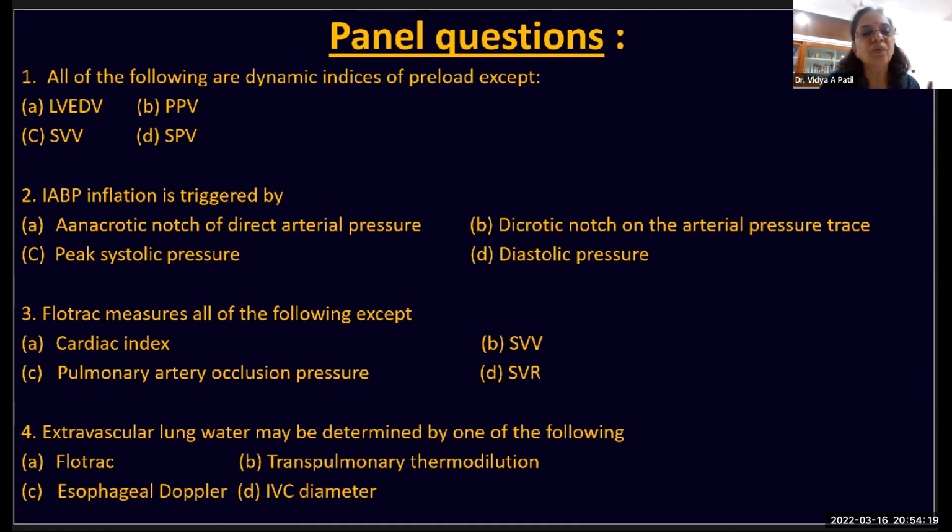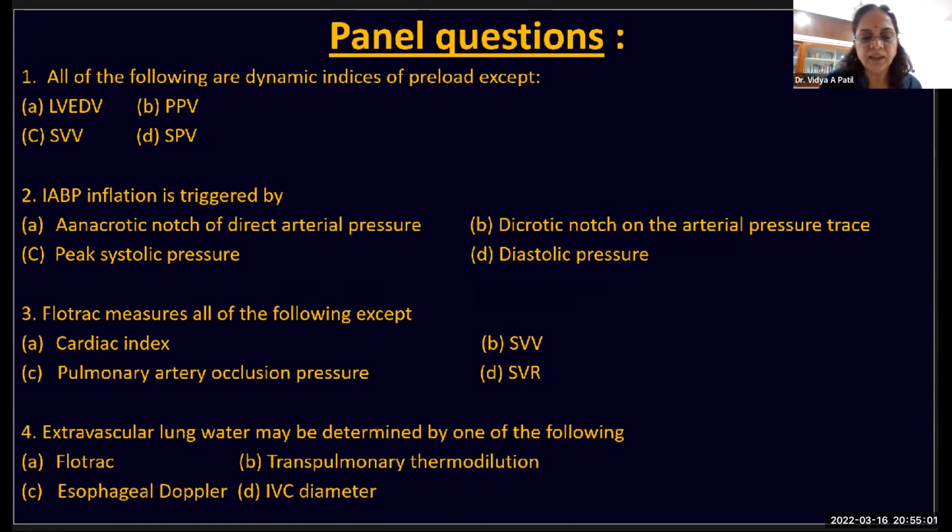The question is: flow track measures all of the following except, and the answer is the pulmonary artery occlusion pressure. It doesn't measure the pulmonary artery occlusion pressure, because flow track is a device attached to the peripheral arterial line, which is used to assess mainly the cardiac output and also the systemic arterial waveforms, and not the pulmonary artery waveform or the occlusion pressure. To measure the pulmonary artery occlusion pressure, a pulmonary artery catheter has to be passed through a central venous line.